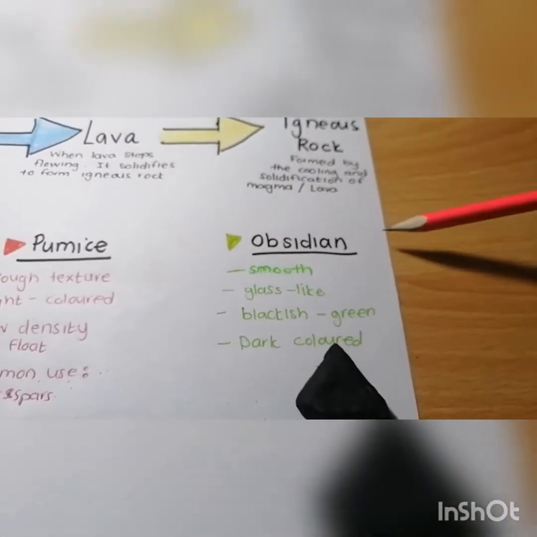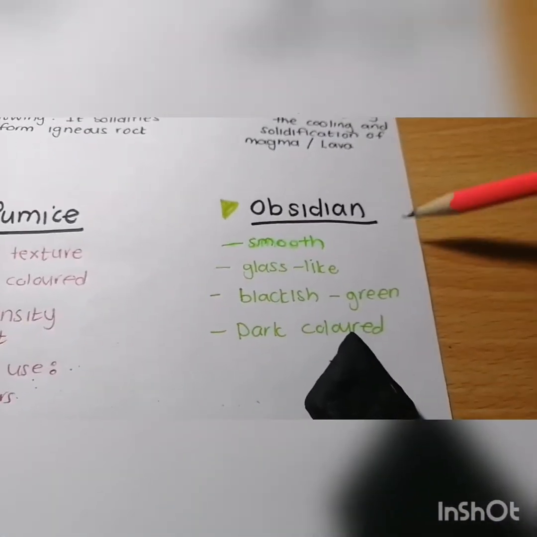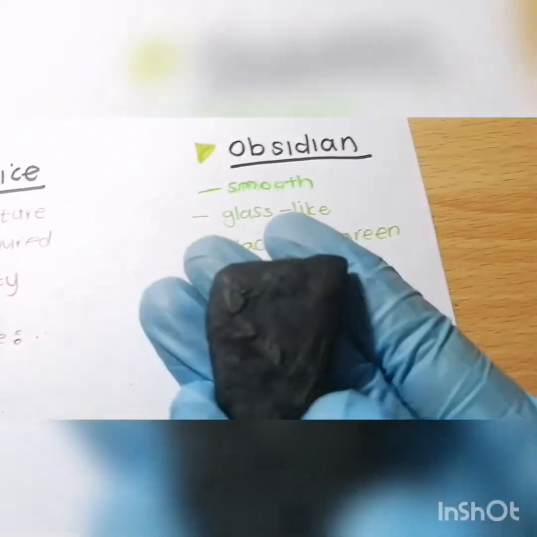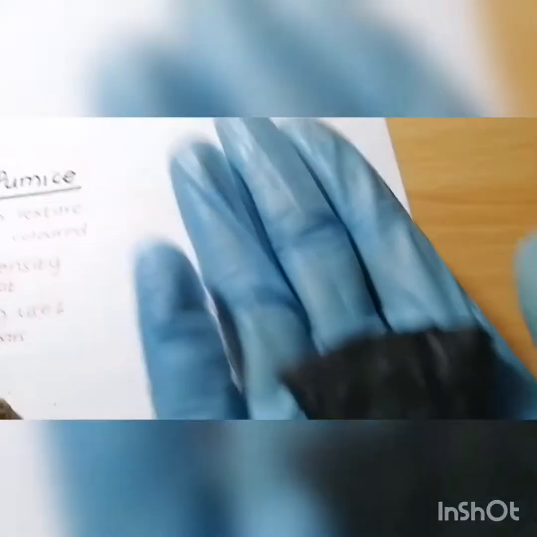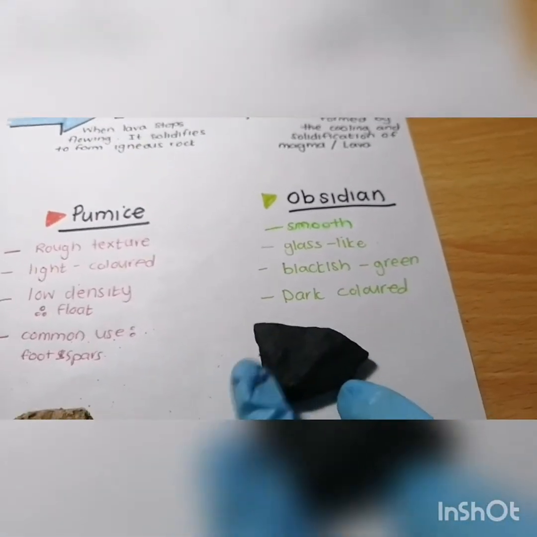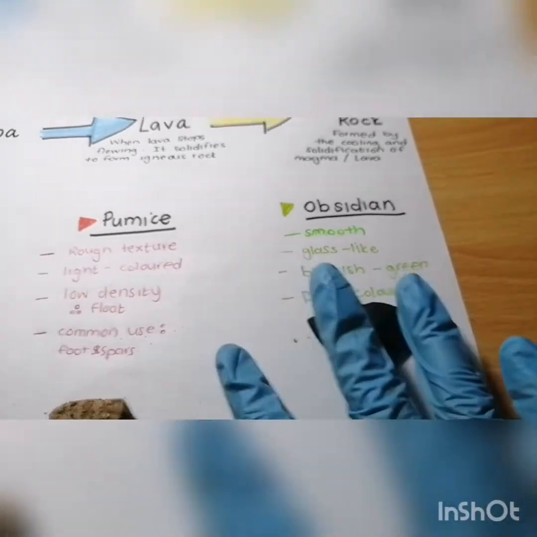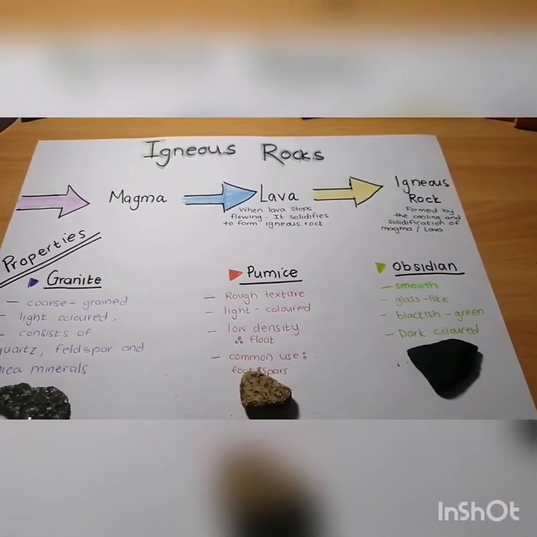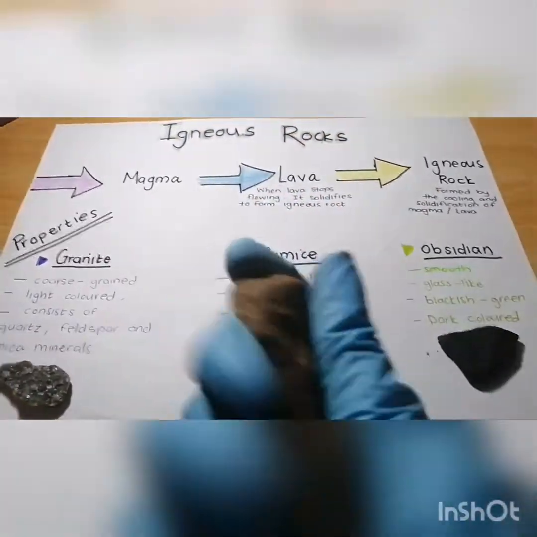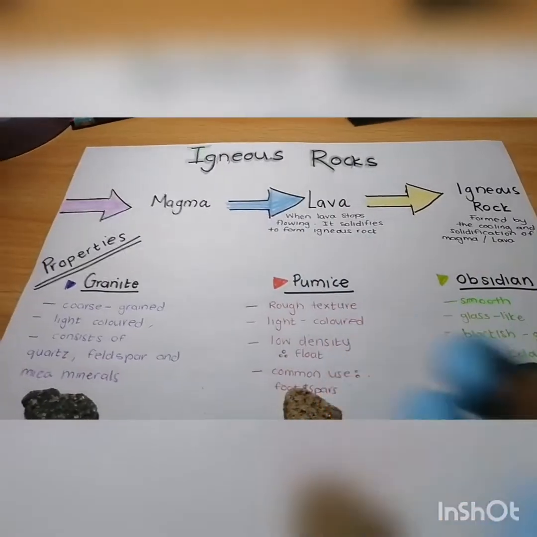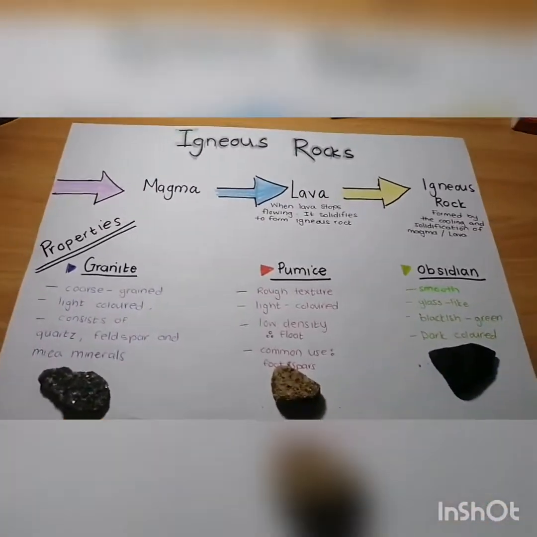Then we have obsidian. When you think of obsidian, you should think of glass. It's glass-like, it's smooth. It's usually blackish or green, and it's dark colored. It's very smooth if you feel it. You get many other igneous rocks. Here's another example, basalt, which is smooth, like this one here. And these are the types of rocks.